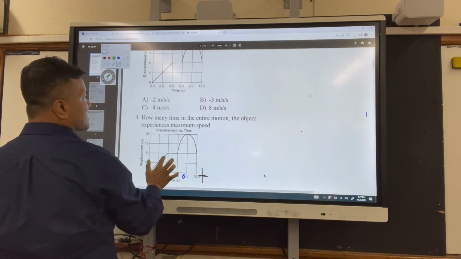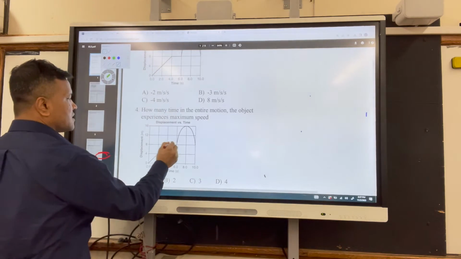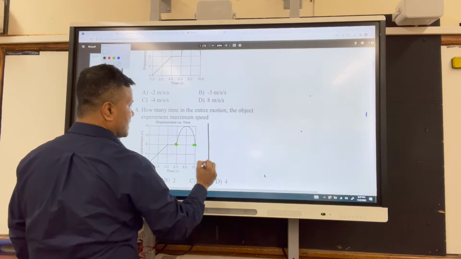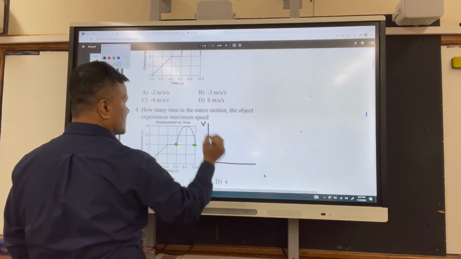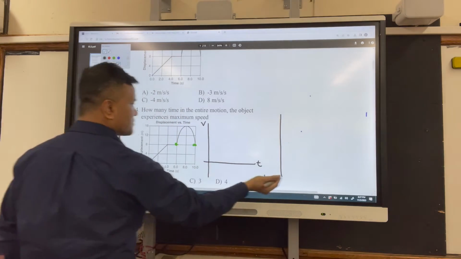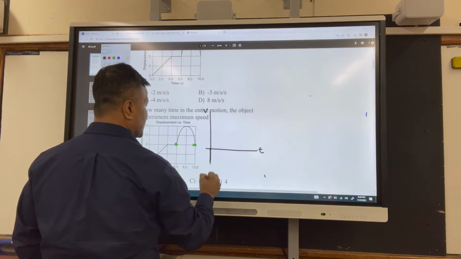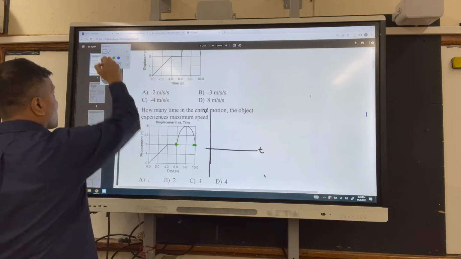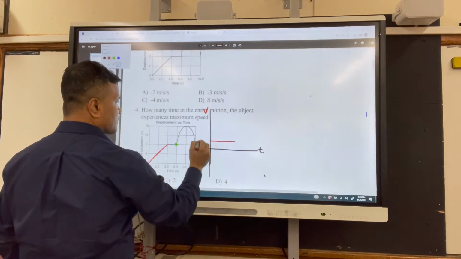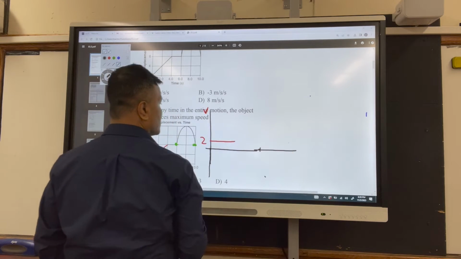Problem 4: how many times does the entire motion experience maximum speed? Well, 2 times, right? If we do it again, I don't know why I need to, but let's say we want to. We have Vt and At, but we don't have to do At, so it's just Vt. I can do it in slow motion. This one is 2, and we can make it longer since we're not going to do the At.